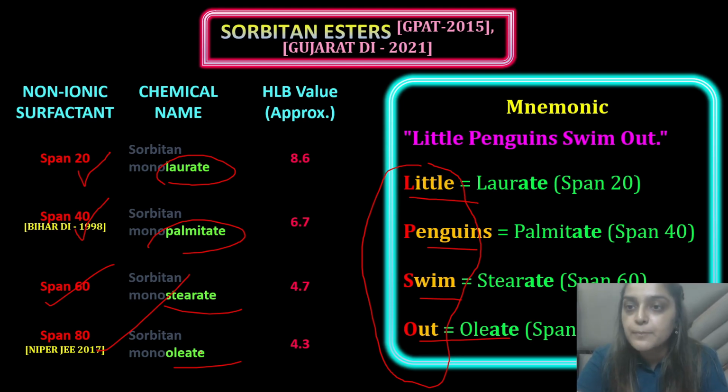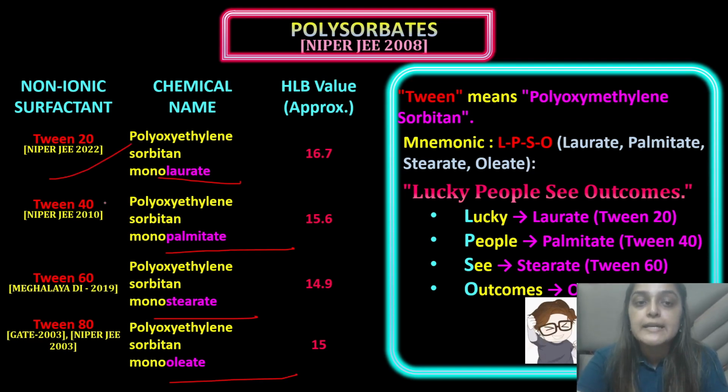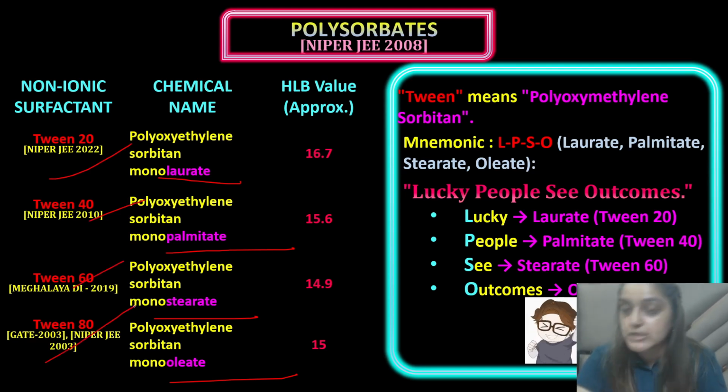This is very, very important. I am telling you over and over again. Similar to SPANs, we had tweens, which we have already discussed. Here you can see again we have L, laurate, P, palmitate, S, stearate, and O is the oleate. LPSO, 20, 40, 60 and 80. Similarly, you can see how many times these questions have already been asked. So do not forget to note these down.